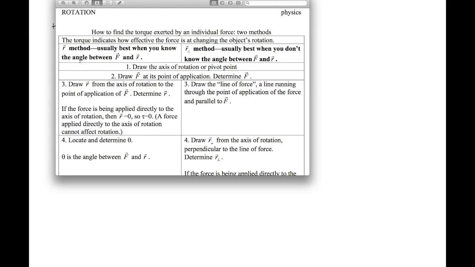Now, one thing that's confusing is that there are 2 different methods for finding torque. There's the R method and the R perpendicular method. Most of the time, usually, you can use the R method. So let's start with that. That's the left-hand column here.